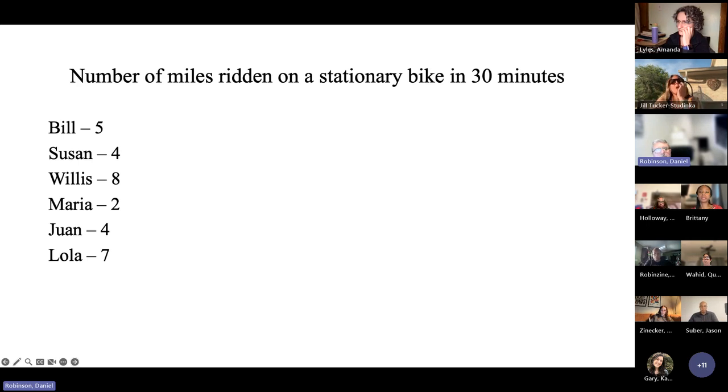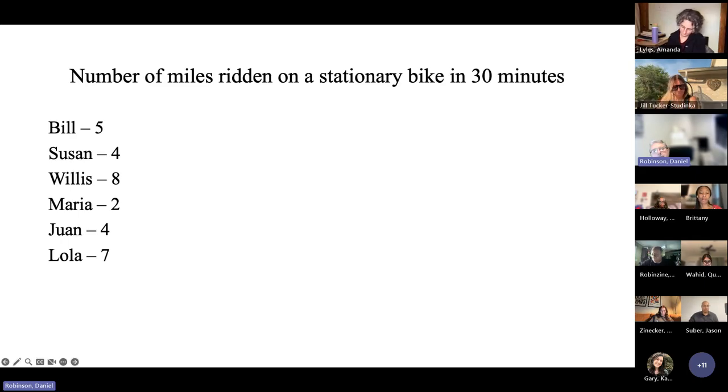Okay, so let's jump into getting our hands dirty with some data. So what I've got here are data for 6 students, and these are number of miles ridden on a stationary bike in 30 minutes. And you could view this as a population if you wanted to. That might be the 6 students that are in my freshman geology class. And if I only wanted to draw inferences about that class, then I could treat that as a population. But rarely do we treat such small sample sizes, such small groups of numbers as populations.